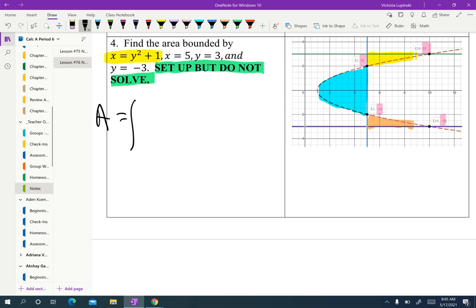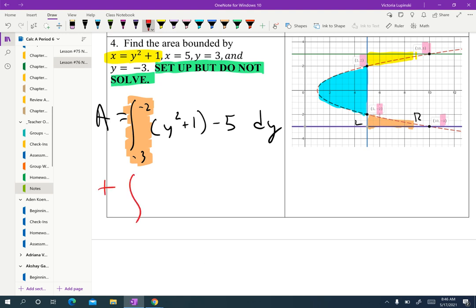So if I'm integrating the orange, I am going from y equals negative 3 to y equals negative 2. If I'm doing the right curve minus the left curve, the right curve is the quadratic, which would be y squared plus 1. Minus the left curve would be 5, and that whole thing would be dy. And again, a little bit of color coding. I'm just working from the bottom piece to the top piece, and it actually doesn't matter which order you put them in. So then I'm now going to have to add this to the blue part.